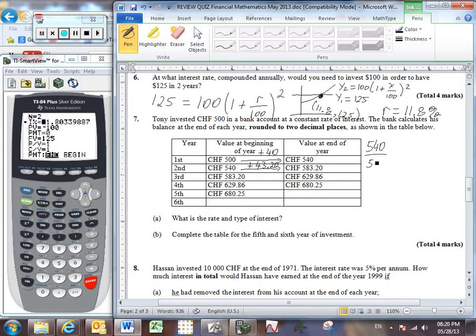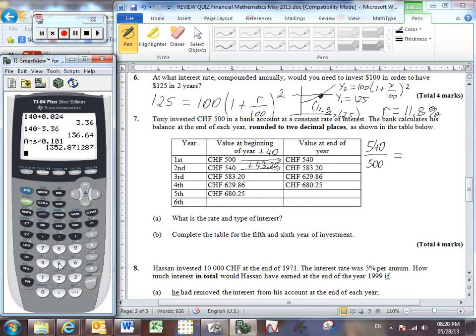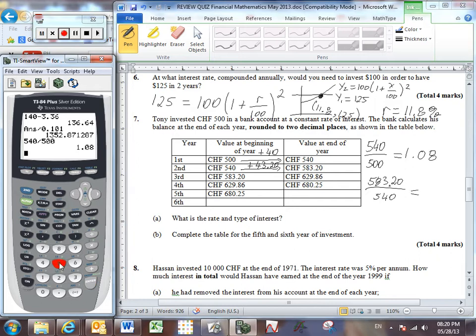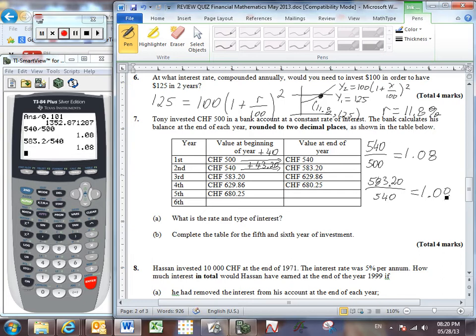So 540 divided by the term in front of it, 540 divided by 500, gives me 1.08. And then if I take the next pair, 583.20 divided by the previous term, 540, so 583.2 divided by 540 gives us again 1.08, and this indicates that we have a common ratio in the geometric sequence of 1.08.